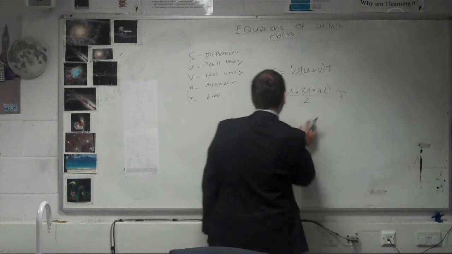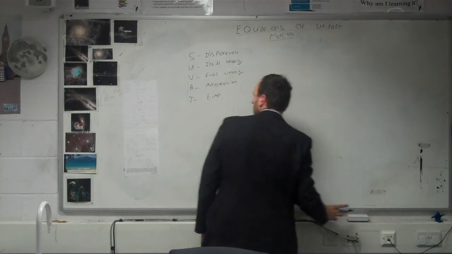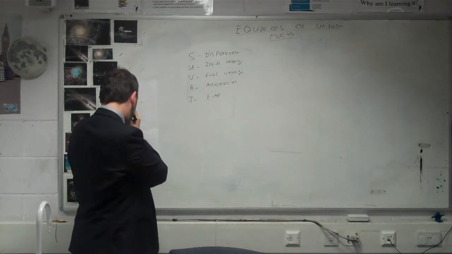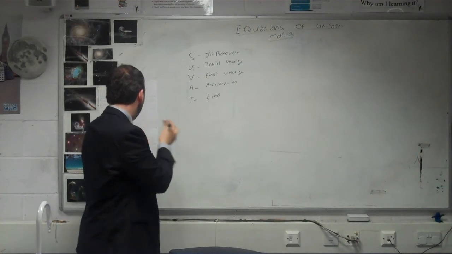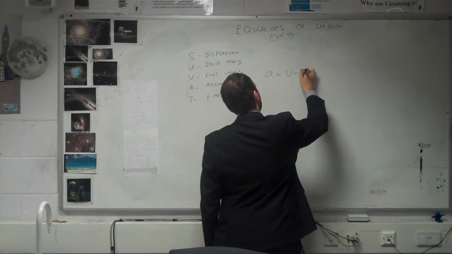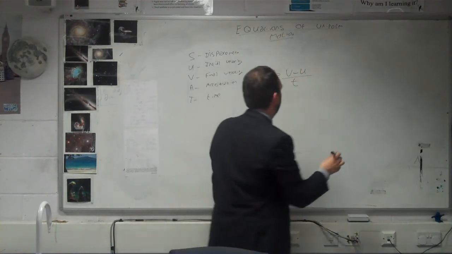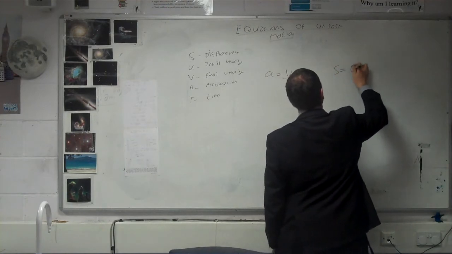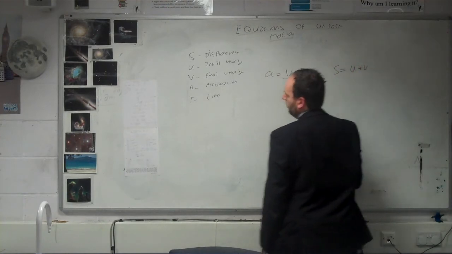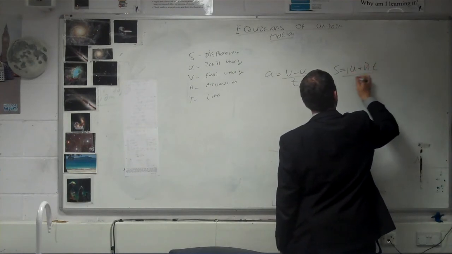Our fourth equation starts off again, we go back to our side, we go back to acceleration. So we said that A is V minus U over T. We've also said that S equals U plus V times T all over 2.